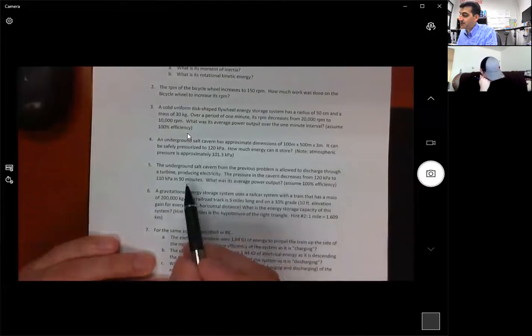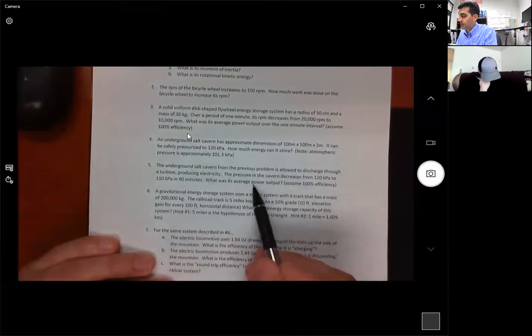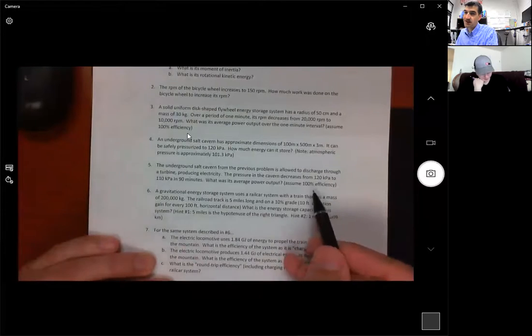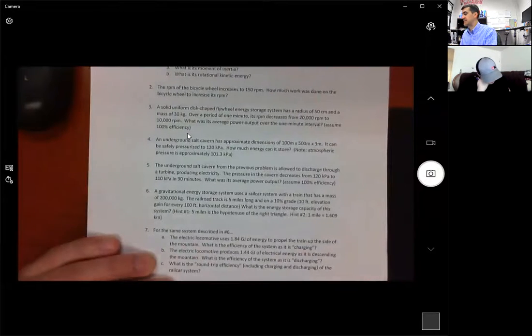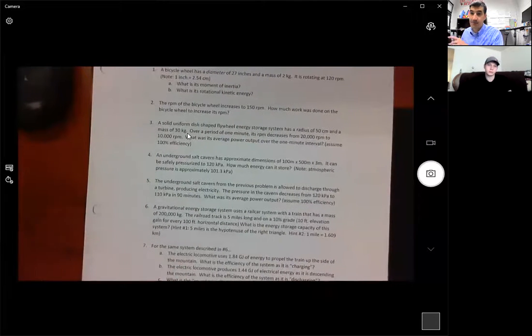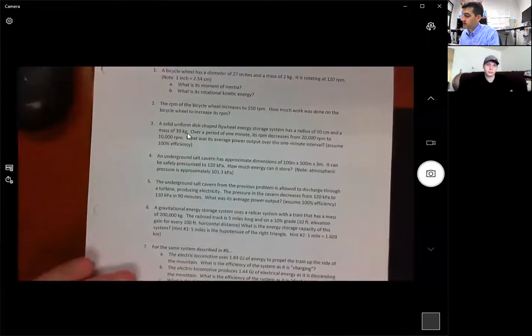Then we're going to divide by the amount of time, and we're going to calculate the average power output, assuming 100% efficiency. So we know there's going to be some losses due to thermal energy transfer and friction in the turbine, probably in the compressed air cavern itself. There'll be some leakage, but we can make an assumption that it's 100% efficient, and we can get kind of a maximum amount of power output.